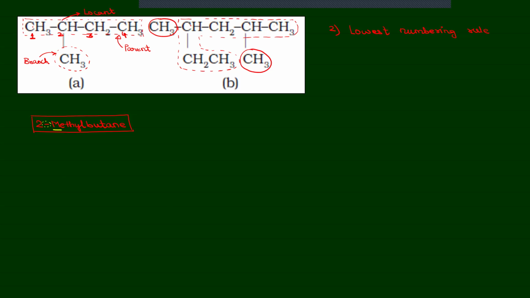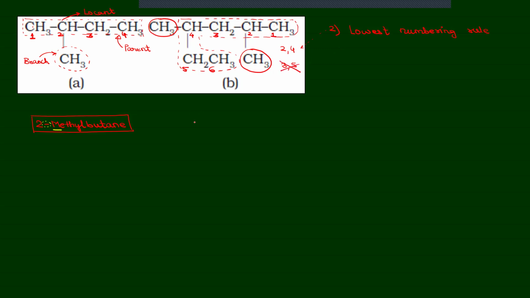Now numbering. You do the numbering from right. 1, 2, 3, 4, 5, 6. You are getting 2 and 4. And if you start from the bottom side, 1, 2, 3, 4, 5, 6. You are getting 3 and 5. So as per this rule of lowest number, you will select 2, 4 or 3, 5? 2, 4. So this would be numbered from the right as 1, 2, 3, 4, 5, and 6. So the other will be ruled out.